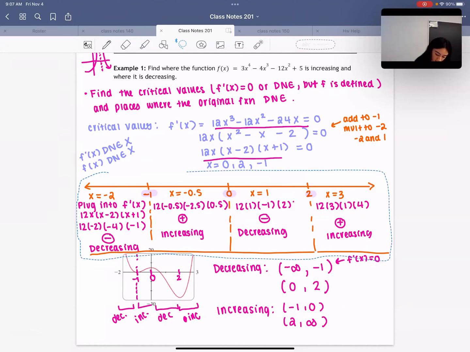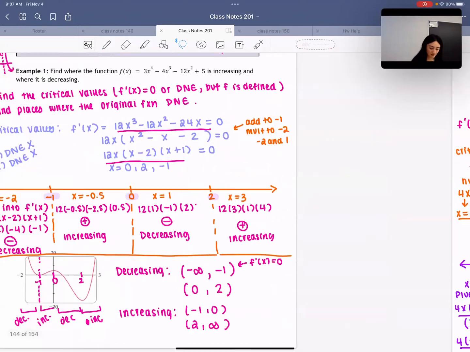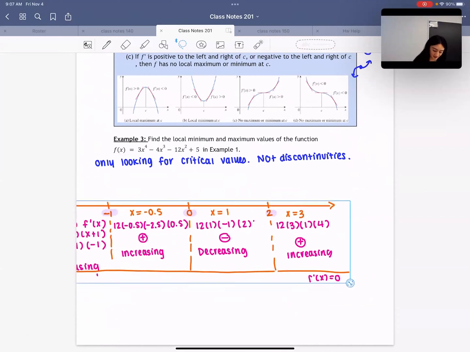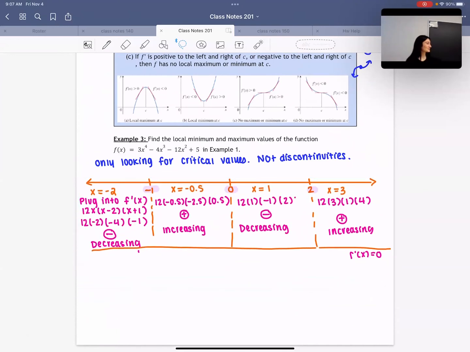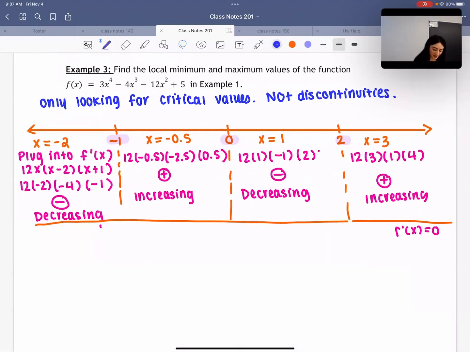I'm going to copy it, and I'm gonna paste it here. There we go. So this is literally what I wrote on the last page. Now I know you can't do that on your paper, but that's a little bit too bad, isn't it? Okay, so we have our critical numbers here. I know that we're decreasing below -1, increasing between -1 and 0, and so on.